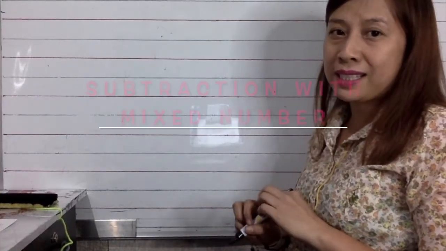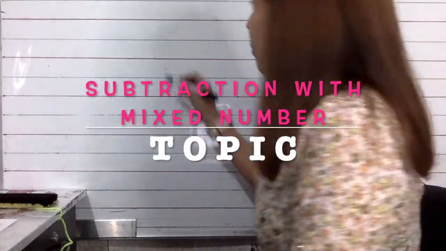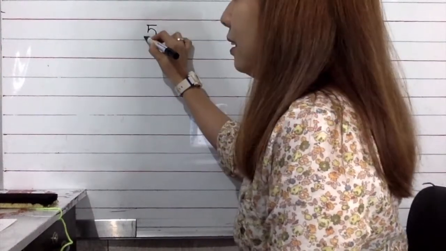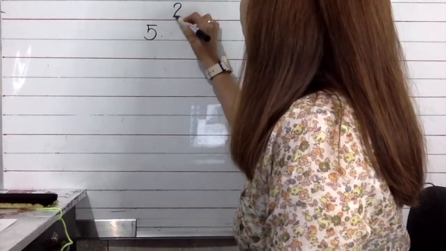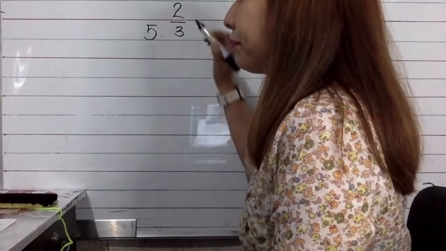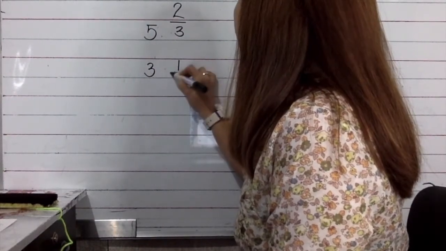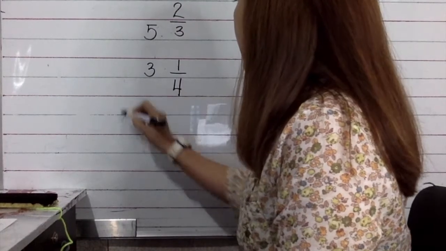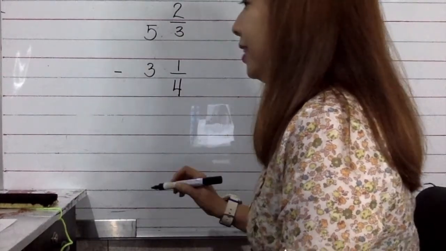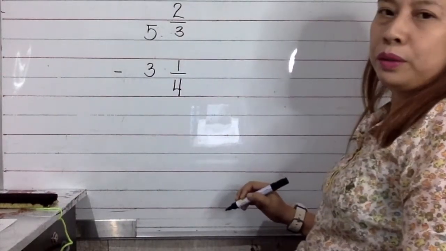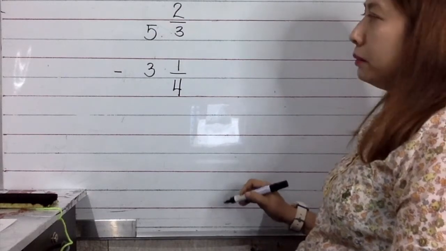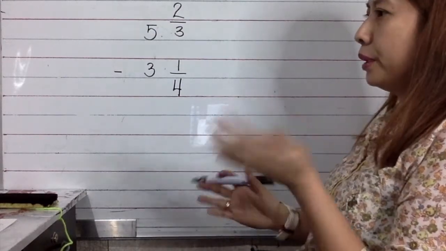Subtraction with mixed numbers. So 5 and 2 over 3, and 3 and 1 over 4. So what are we going to do with this problem? Sabi ko sa inyo, mixed number.